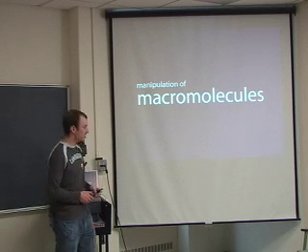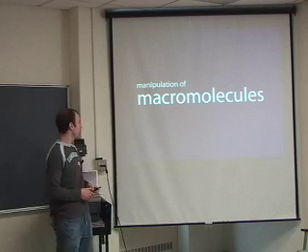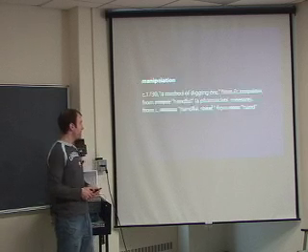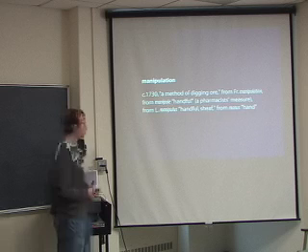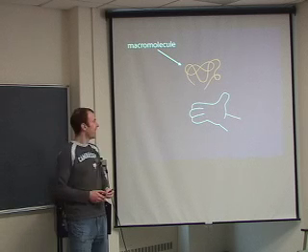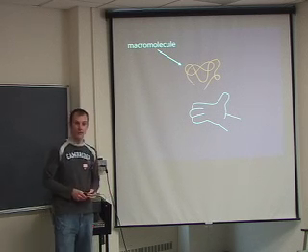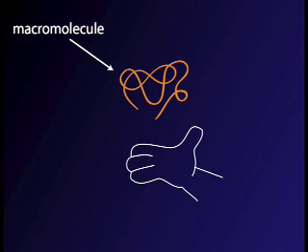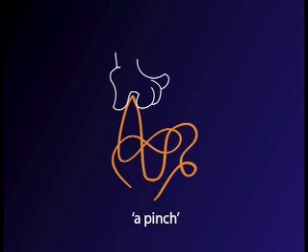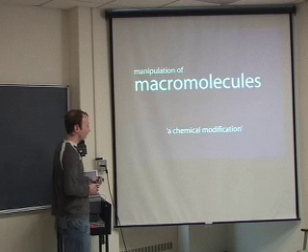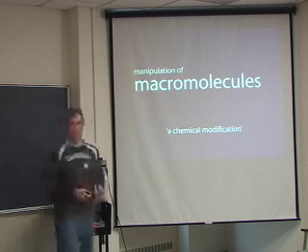So my possible title for a dissertation would be Manipulation of Macromolecules. And if you go into any kind of dictionary, it turns out that the word manipulation usually comes from manus, which means hand in Latin. So there's the root of the word. So there's the hand, and macromolecule not drawn to scale, and because of that, there's no way that you actually can manipulate these molecules through a poke, or let's say a pinch. But what you can do is introduce a chemical modification.